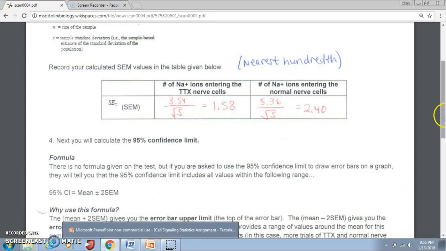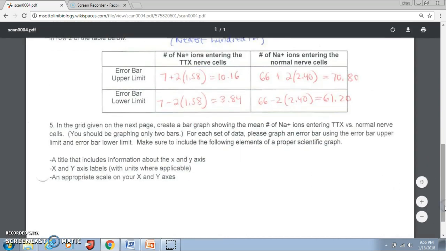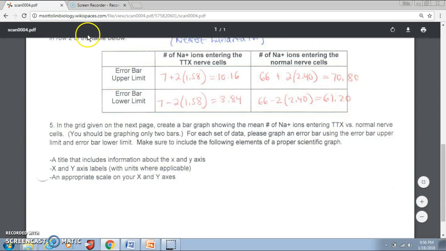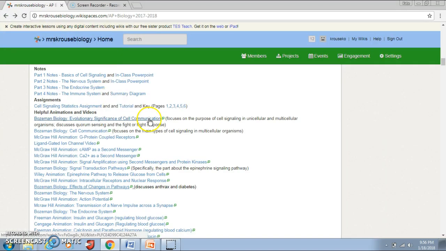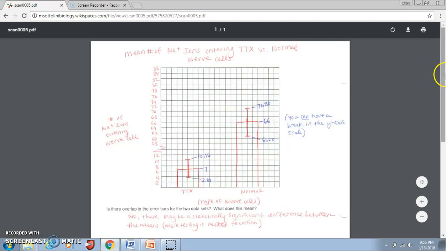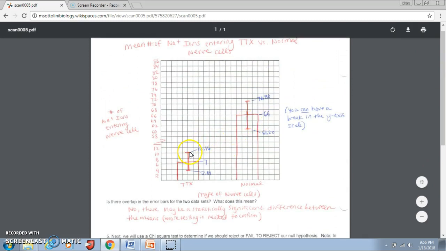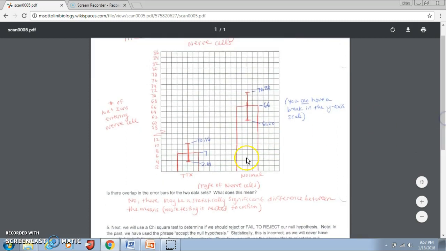And when I did it, I found that the error bar upper limit for the TTX nerve cells was 10.16 and the lower limit was 3.84. The upper limit for the normal nerve cells was 70.80 and the lower limit was 61.20. Then, when I graphed them, I could very distinctly see that there was no overlap between the 2 error bars, and that means we may have a statistically significant difference between the 2 means.